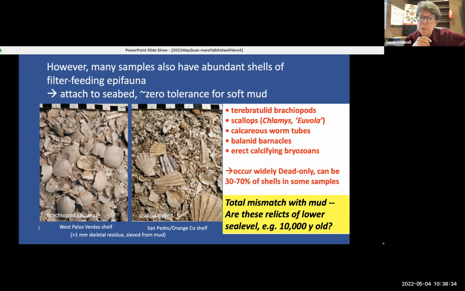And so this is just a total mismatch with mud. And Adam said, "Sue, let's date these brachiopods." And since he'd been so great about working on bivalves all these years, when he really actually loves brachiopods, he said, "Absolutely." But we approached as geologists. We thought, hey, this is great.